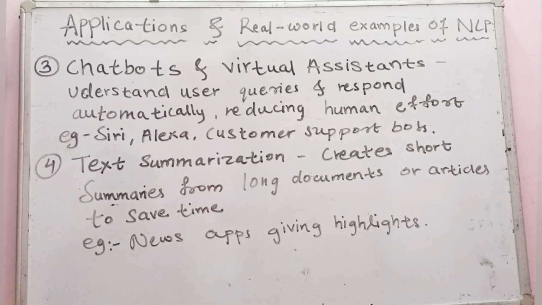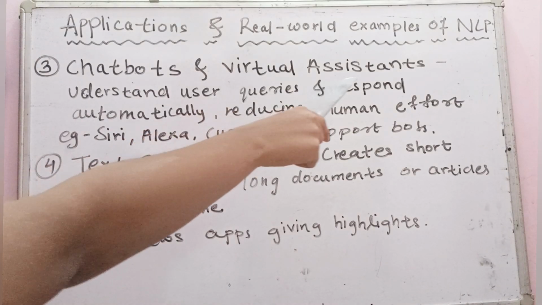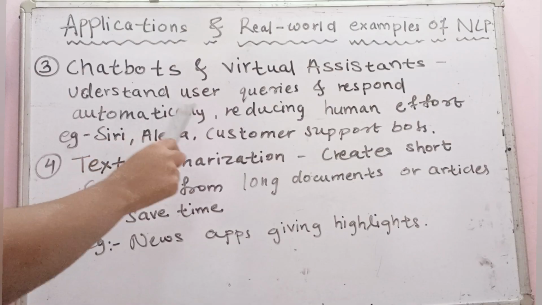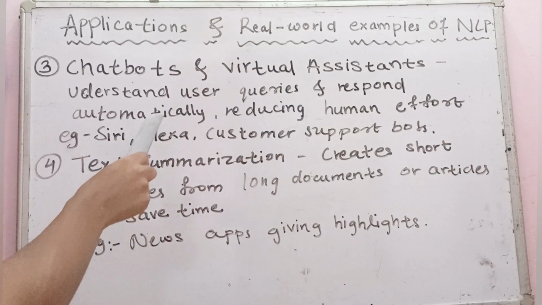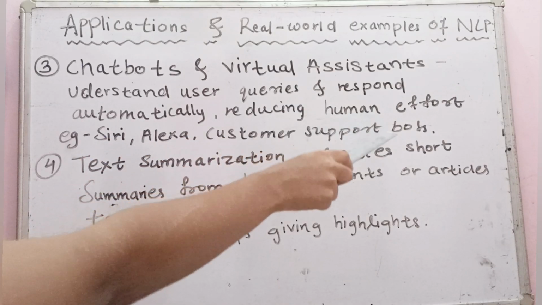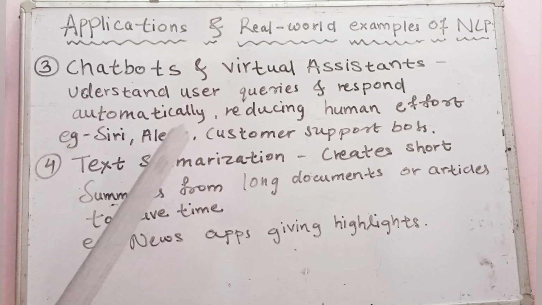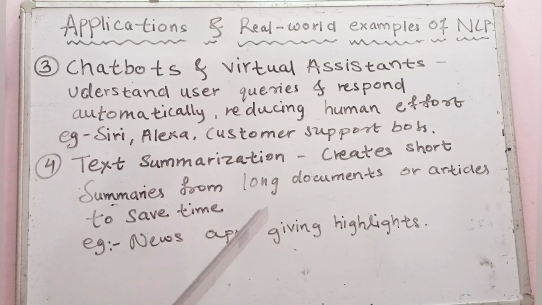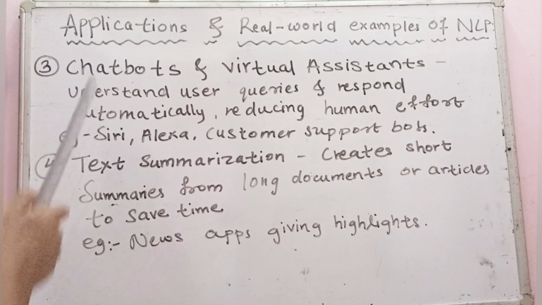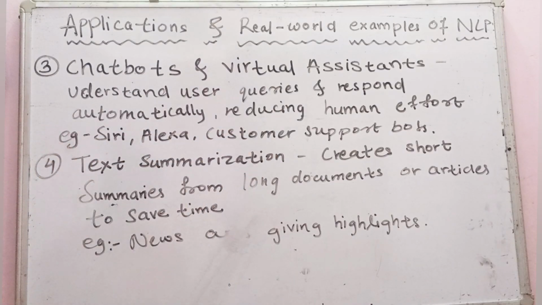So, the next application is chatbots and virtual assistants. It understands user queries and responds automatically, reducing the human effort. For example, we can take Siri, Alexa, customer support bots. In this, we can also say ChatGPT. When a person searches something on ChatGPT, it will respond automatically, reducing the human effort. This is nothing but how chatbots and virtual assistants work.